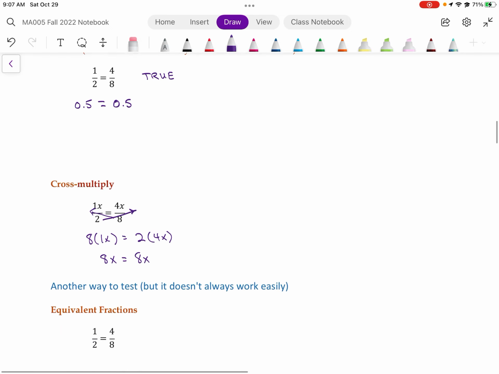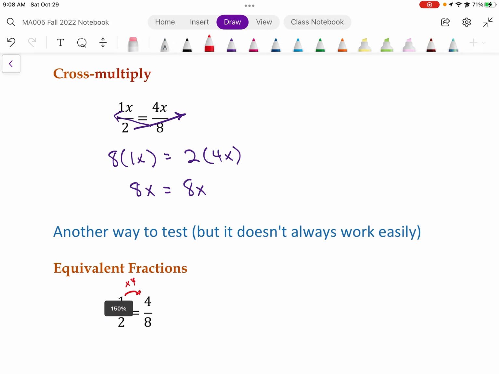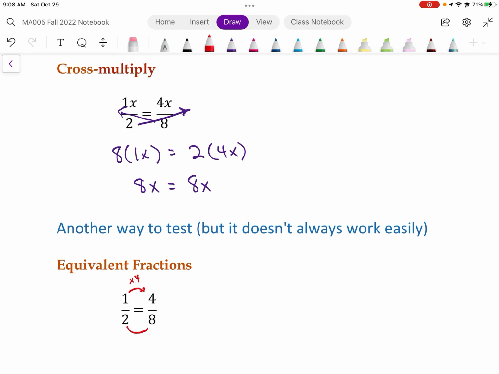All right, another way to test is to see if they are equivalent fractions. This does not always work, so it's not one of the 2 main methods, but sometimes it gives you a fast way to check if the 2 numbers are obviously equivalent fractions. And so what you want to think about is, if I multiplied 1 times 4, then would I multiply 2 times 4 to get 8? Yes, so they are true. So they're true here, they're true. This is true by cross multiplying, so these are all true.